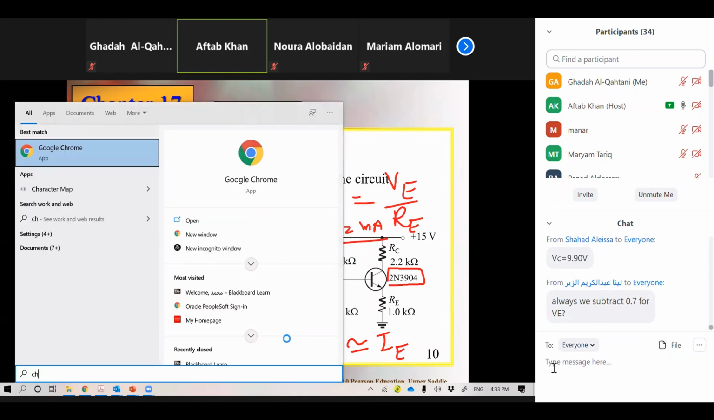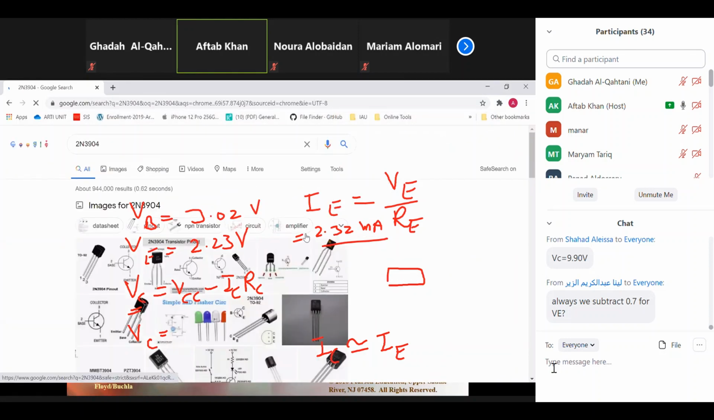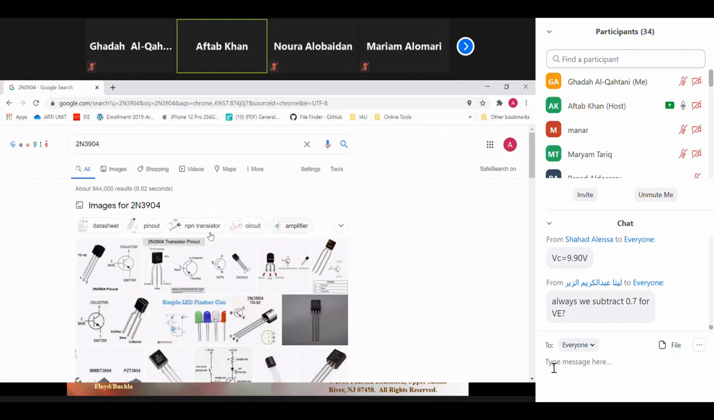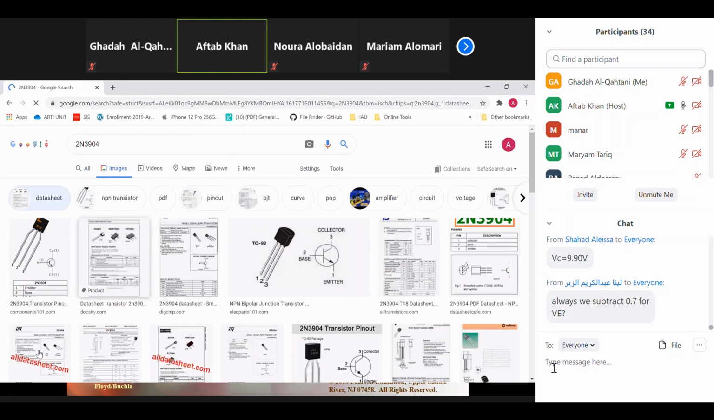Each and every electronic device which we discussed has its own number. Just wait, you will find what this is. This is a transistor. See this one? These are transistors. You can see the data sheet. When you click on the data sheet, you will find all the specifications of this device. So I'll show you. This is a data sheet, for example.